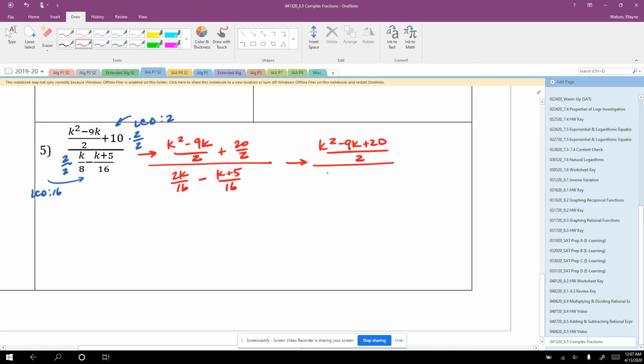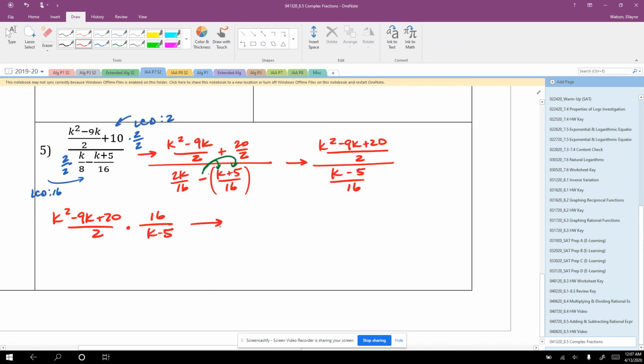Denominator is going to be 2k minus k. So first off, recognize that this whole thing is being subtracted, which means this negative gets distributed to each. So it's going to be k minus 5 over 16. Okay, we now have a single fraction in the numerator and a single fraction in the denominator. So let's change it into multiplication. So k squared minus 9k plus 20 divided by 2. Now multiply by the reciprocal, 16 over k minus 5.